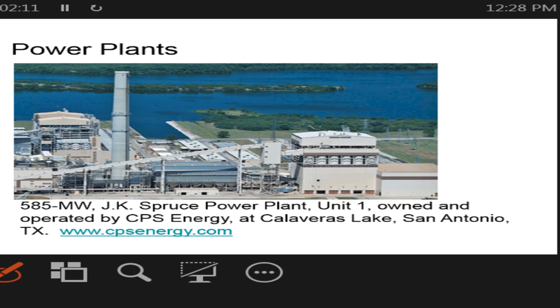So, power plant. This is a picture of a 585 megawatt electric. That's not the thermal output, that's the electric output from a CPS plant. It's located at Calaveras Lake. Maybe you went down there before. It's the Spruce power plant, and it's owned and operated by City Public Service, now just CPS Energy. And they burn coal to make electricity.